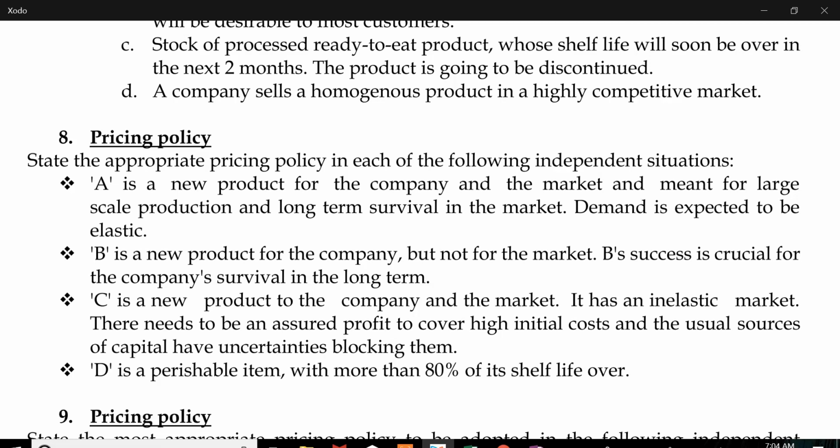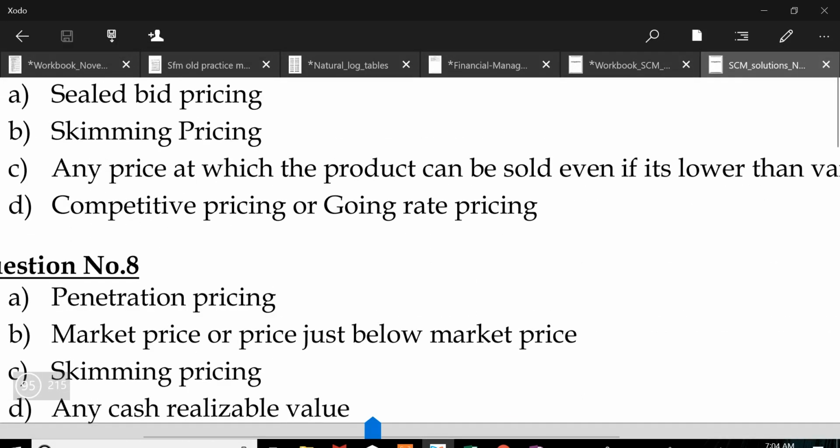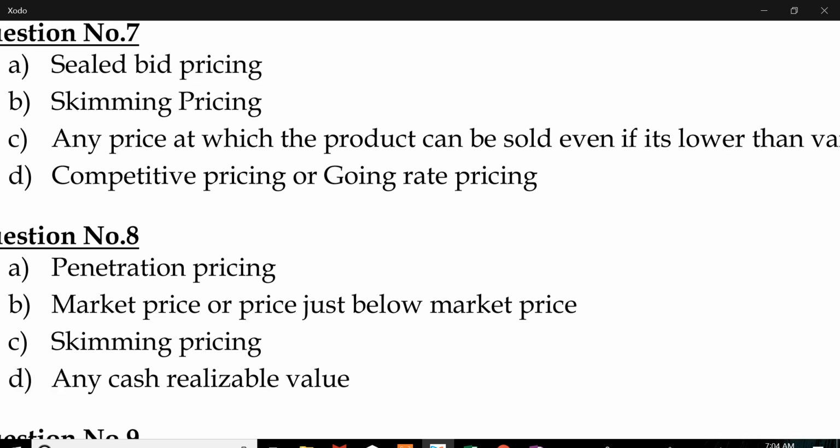C is a new product to the company in the market, inelastic market, assured profit to cover high initial cost, and usual sources of capital have uncertainties. Skimming. Perishable item: any price which the market can offer even if it's lower. Second one, they have given market price or price just below market price. Technically I feel penetration is okay.